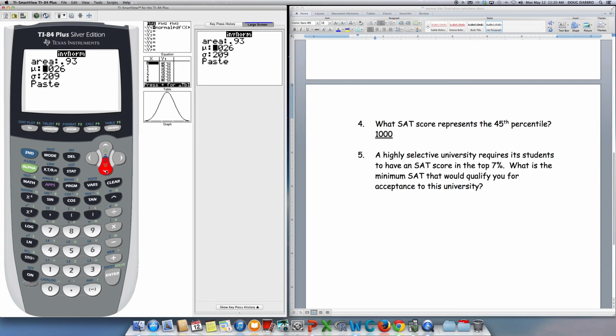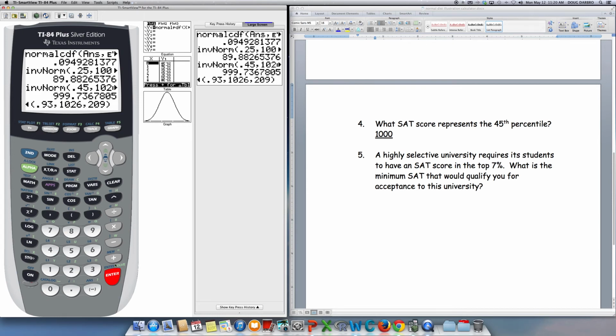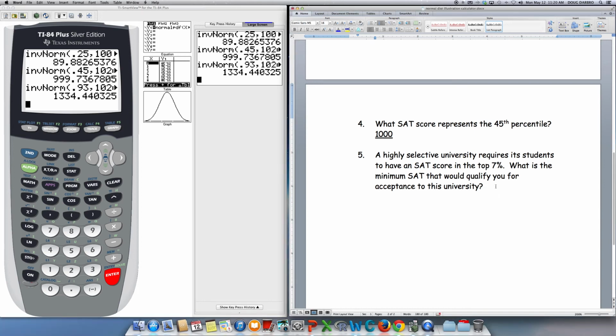We're dealing with SATs where the mean and standard deviation are already there. Hit enter, enter again, and we get 1334 as the SAT that would place you as the minimum score to still be in the top 7%. Now, a lot of people may say you need to round up to 1335. I'm okay with that. That kind of makes sense to me as well.